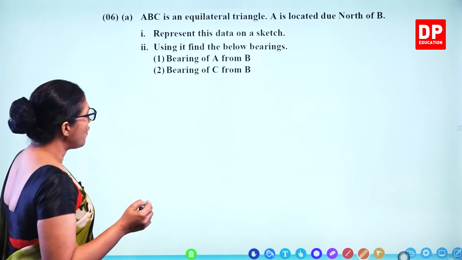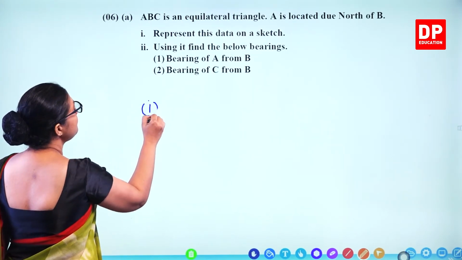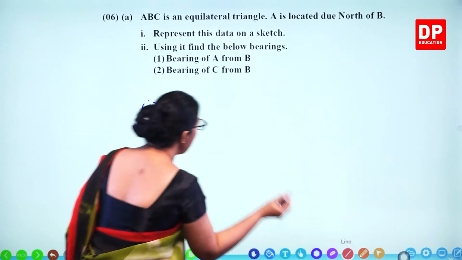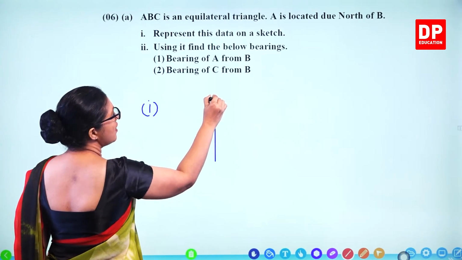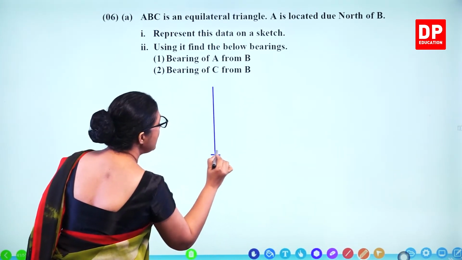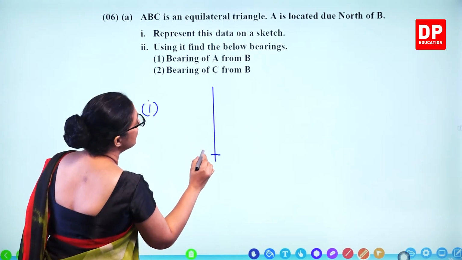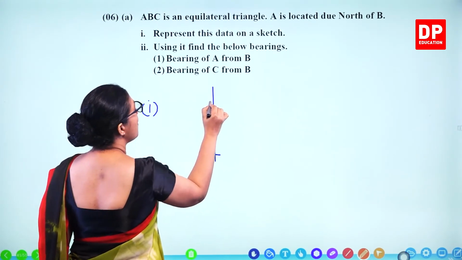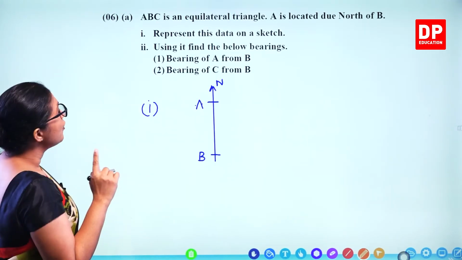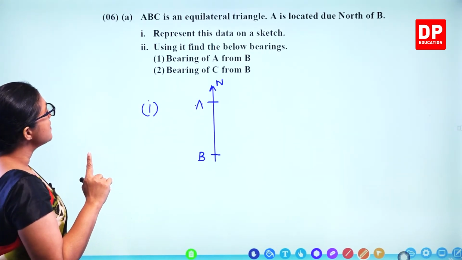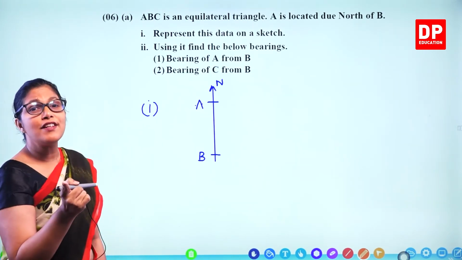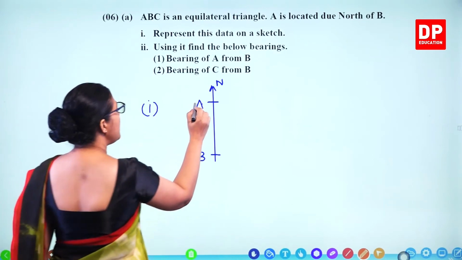So we'll try to draw this. A is located due north of B. That means you need to draw a straight vertical line. If B is here, A is above. This is A because it says north of B. Represent this data on a sketch. And ABC is an equilateral triangle. So now AB is there.